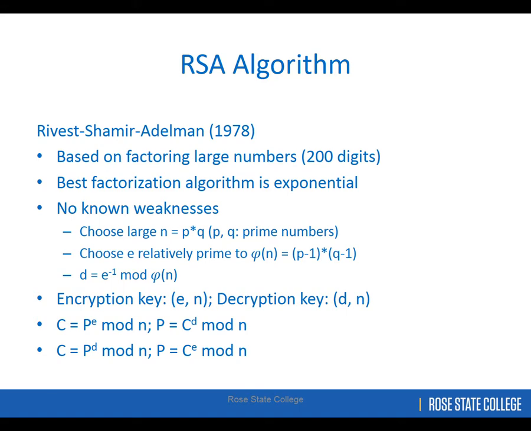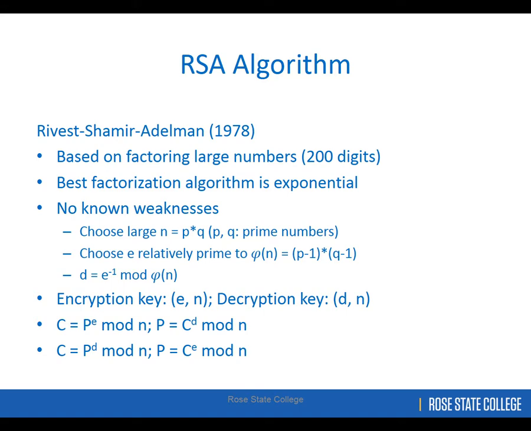D. Yes, sir. What is totient? We're going to get there in a second. Don't worry about the formula for D. I'm going to show you how to calculate it. But it's approximately E to the minus 1 mod totient of N. You're not going to do that. I'm going to show you how to do it in a second.